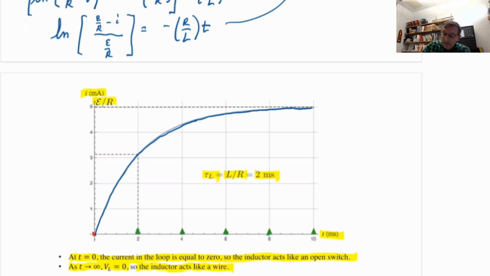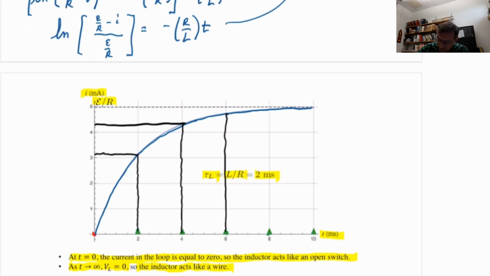So after one time constant, the current has ramped up to something like 66% of its final value. After two time constants, the current's ramped up even closer to its final value. After 3 time constants, it's closer. After 4, and certainly after 5 time constants, you can probably say accurately that the current has reached its final value.